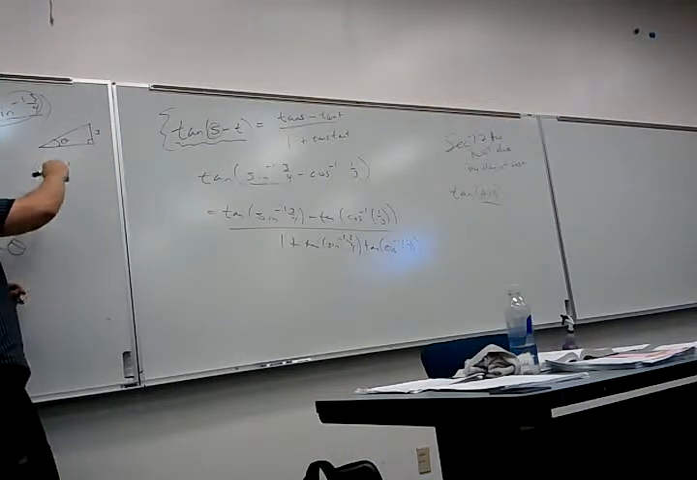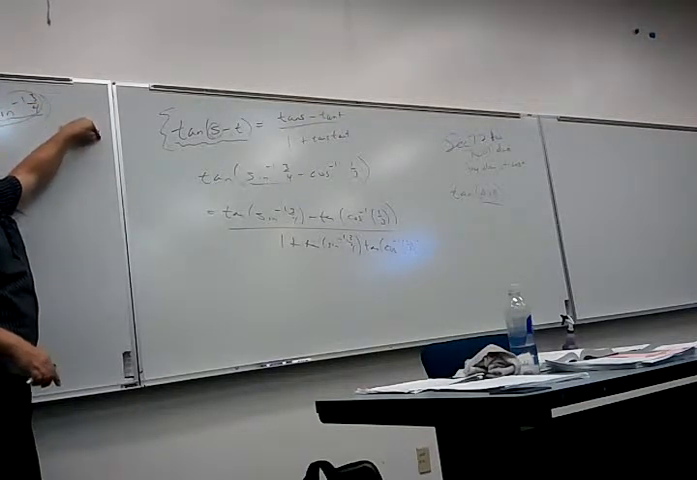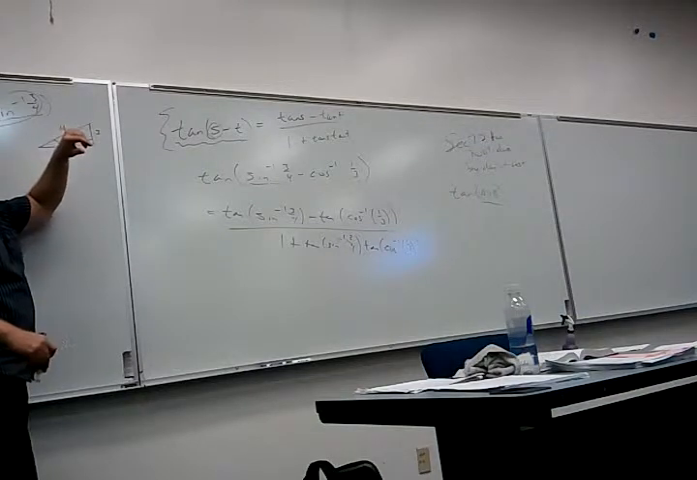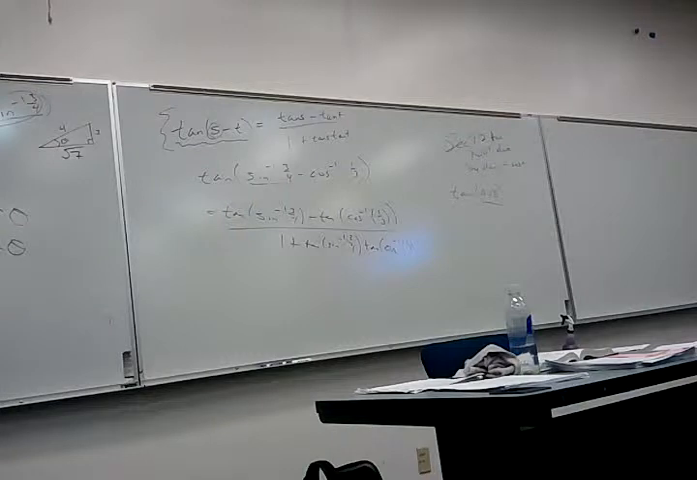Be careful. That's 3. What's 4? It's a little bit evil. It's not 3, 4, 5. It's something a little bit uglier than that, right? Because square root of 16 minus 9 is square root of 7.